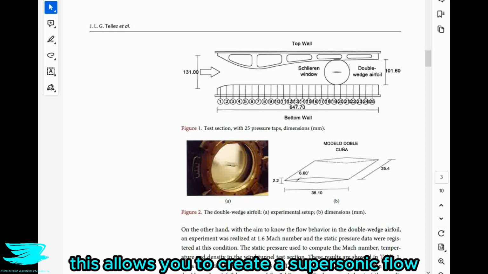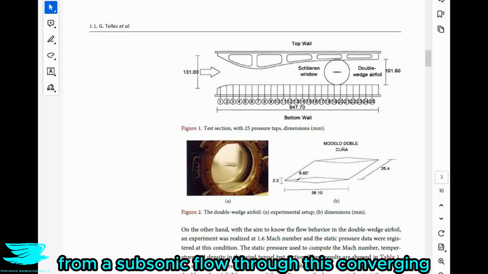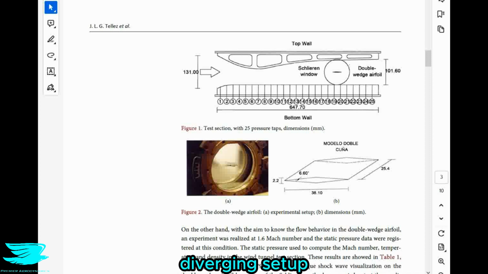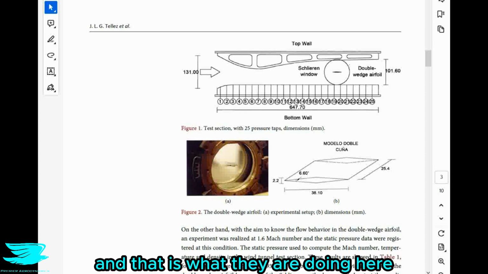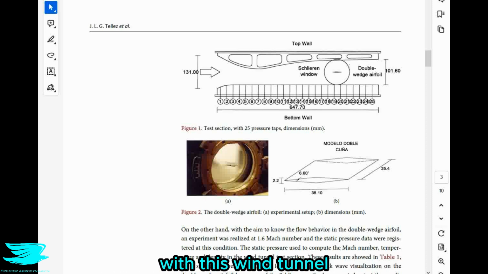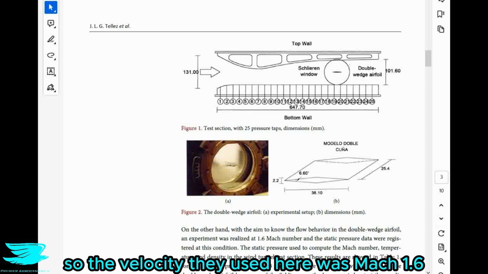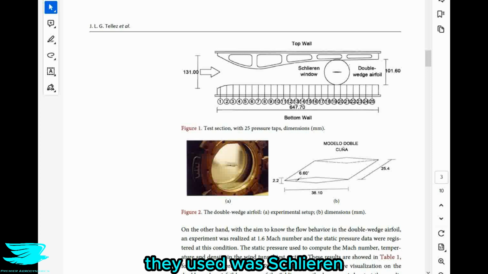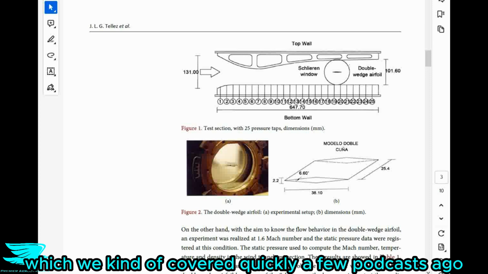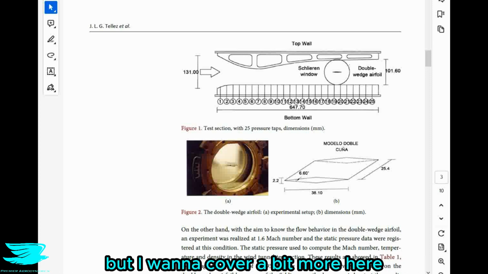So, this allows you to create a supersonic flow from a subsonic flow through this converging-diverging setup. And that is what they are doing here with this wind tunnel. Then the flow hitting the test section is supersonic. So the velocity they used here was Mach 1.6, and the measurement technique they used was Schlieren, which we kind of covered quickly a couple podcasts ago, but I want to cover a bit more here.